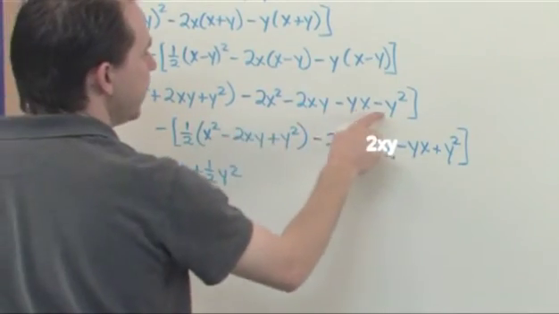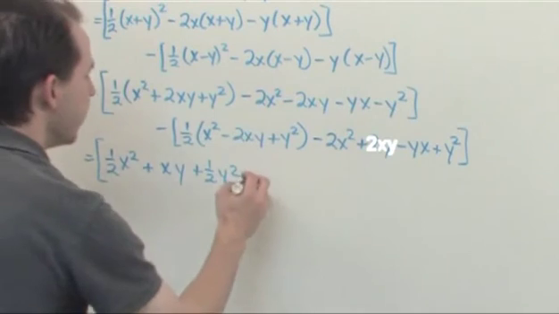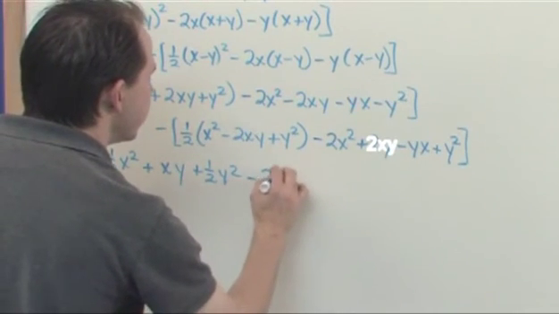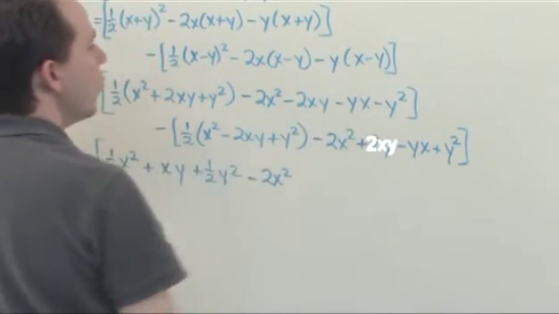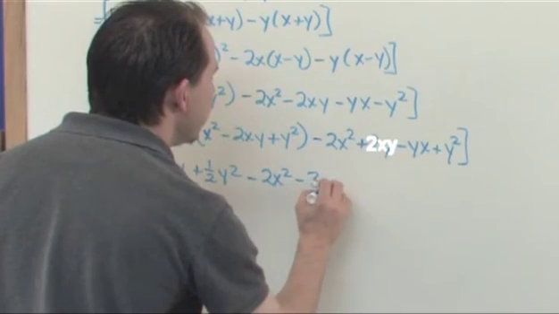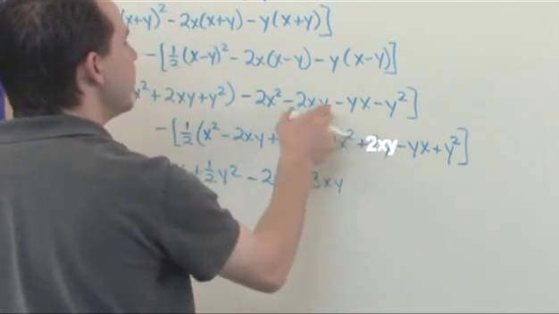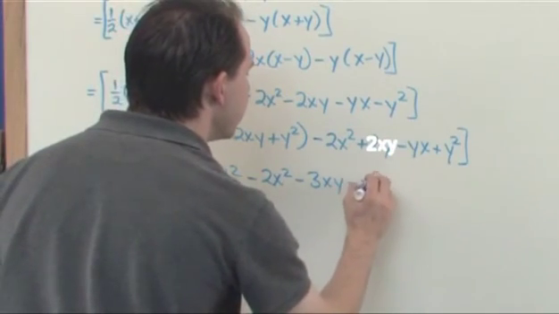Now can I add up any of these terms here? I really can't add any x squareds to anything here, so I'm not going to worry about it. I'm going to have negative 2x squared. Now I have negative 2xy minus yx, which is the same thing as xy, so this is going to be negative 3xy, just adding this term and this term. And then I'm going to be left with this on the end minus y squared. Okay?